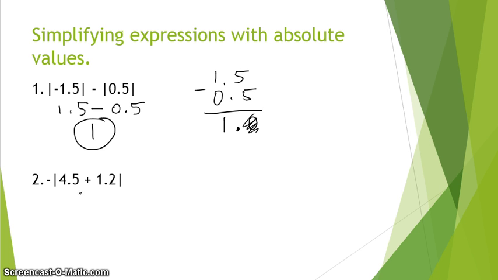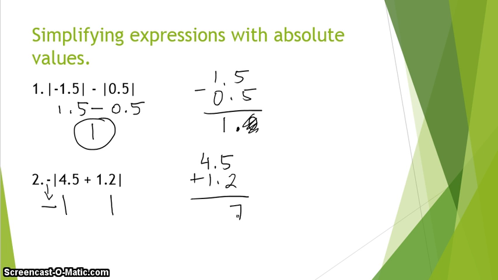So let's take a look at this next example. Here you have a negative on the outside and then an operation on the inside of absolute values. So again, what I want to do is take care of the inside of my absolute value symbols. So I'm going to bring this negative down just the way it is and have it just wait for me. And I'm going to do 4.5 plus 1.2. Again, better be safe than sorry, so go to the side and do it if you need to.